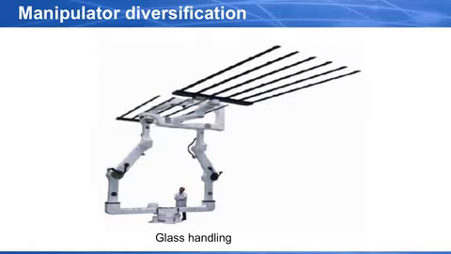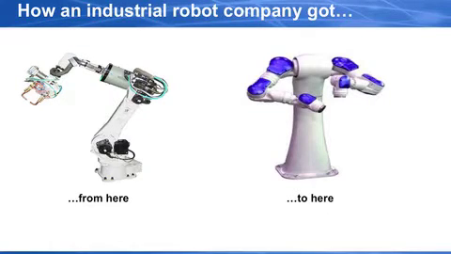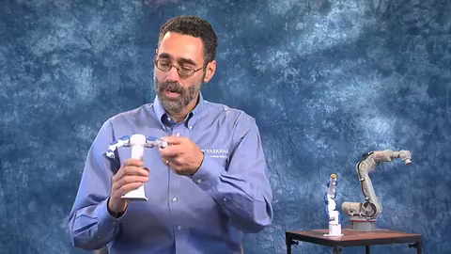This robot is actually specifically designed for the flat panel industry, and the glass on plasma screens seems only to get larger and larger. So we want to talk about how you get from the traditional 6-axis robot to this new class of 15 degree of freedom, highly dexterous, human-like machines.